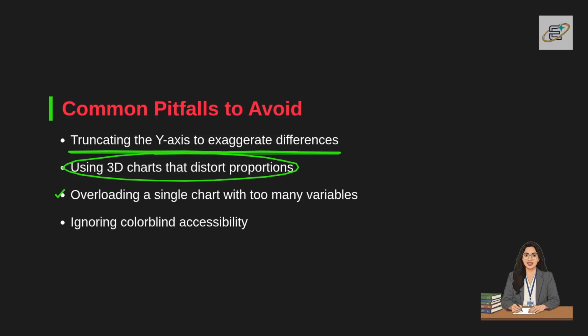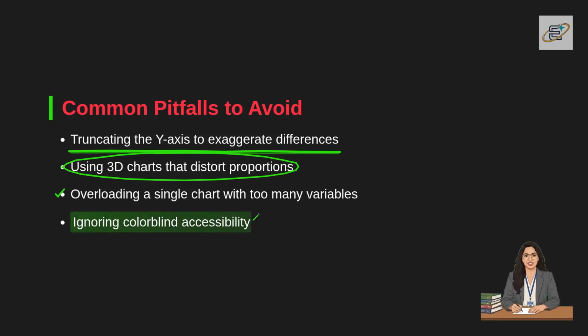Split complex data into multiple simpler charts. Finally, never ignore colorblind accessibility. Avoid using red and green together to indicate bad and good, as many people cannot distinguish between them.